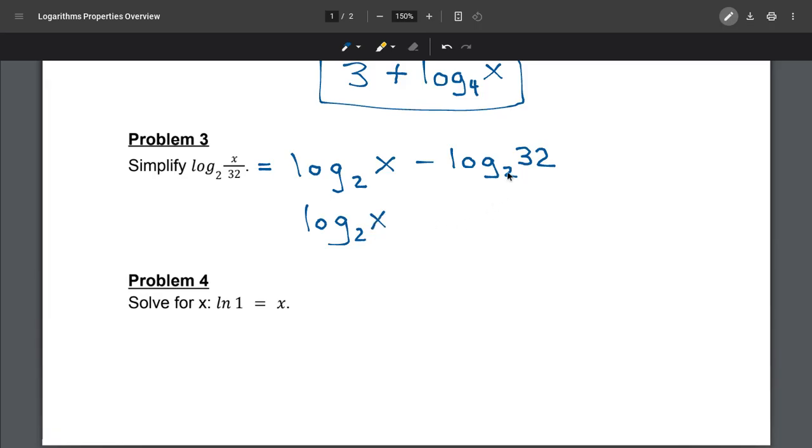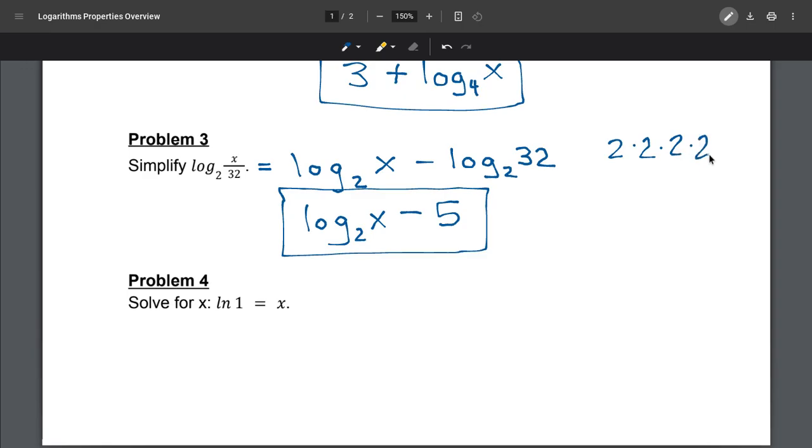We do know that if you multiply 5 twos together, you get 32, so it's going to be minus 5. If you want to think about that, 2 times 2 is 4, times 2 again is 8, times 2 again is 16, times 2 again is 32. So 1, 2, 3, 4, 5. That's how I get this number here, 5.